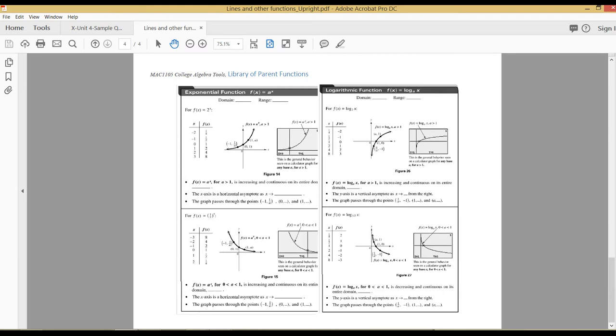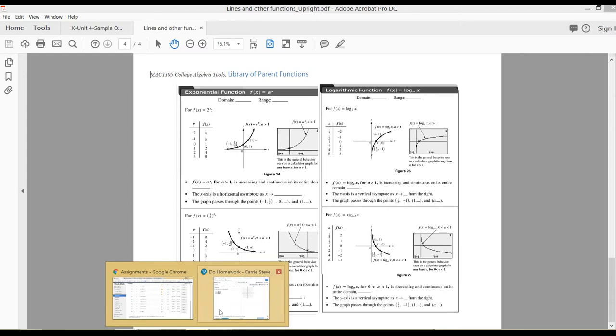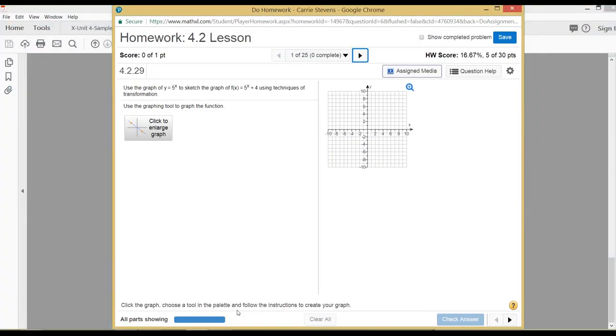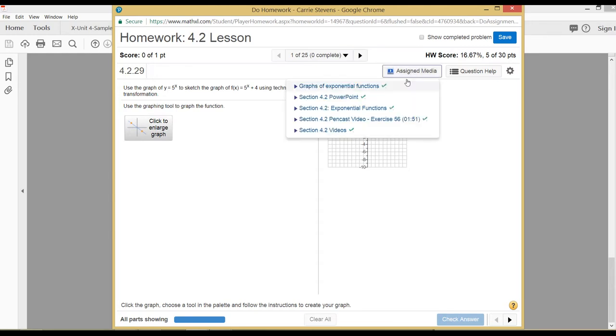If I go to the textbook, I left blanks for you guys to fill in so that you would actually go and read the book. How do you get to the book? I've showed you that in another video and in class a few times, but you can go to your multimedia library, also assigned media. You can get to your textbook from there. That's graphs of exponential functions.